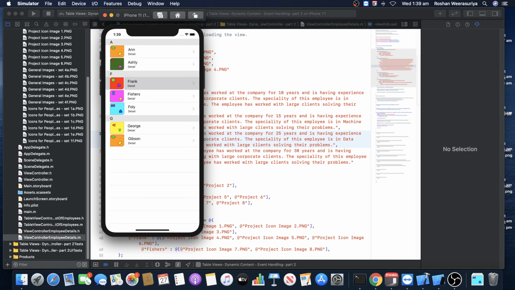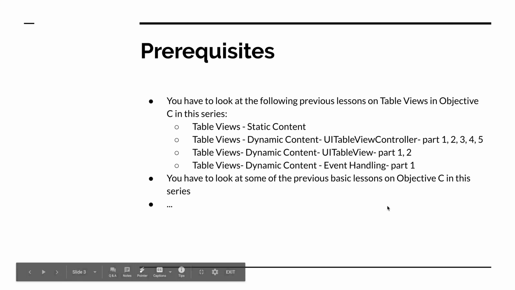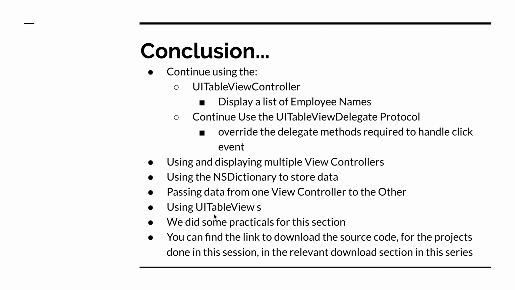Let's see what's next. Let's see what's missing. Okay, I think we have completed whatever we have to complete. So we did this part: we displayed using multiple view controllers. We used the NSDictionary to store data. We passed data from one view controller to another, and we used UITableView. Awesome, guys. We did the practical, and the conclusion is we did all that, and we did some practicals.